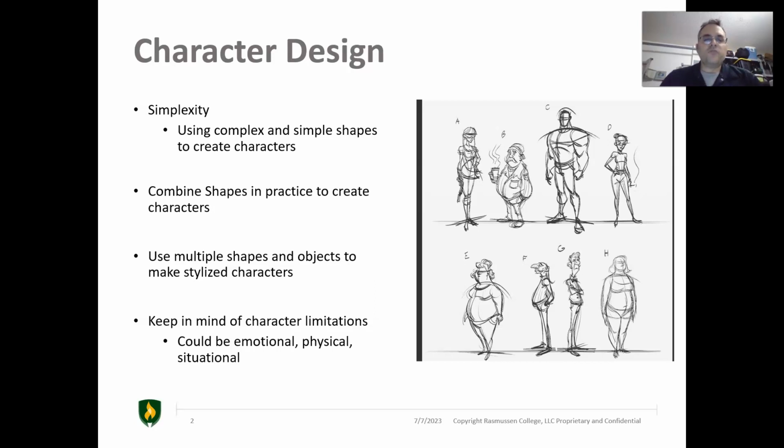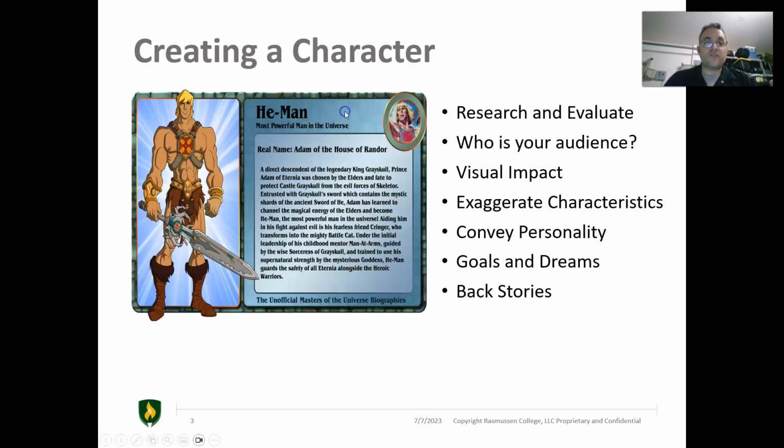A lot of artists tend to use multiple shapes and objects to make stylized characters, and because of that, keep in mind that the character limitations could be emotional or physical or situational, and you can see this with a lot of idealistic elements. For example, a shorter, pudgier man might be a little bit slower and not as agile, but at least with those shapes and the style, we can automatically assume this person may be smart and experienced in a lot of different ways. So character design is really crucial, but it starts with simple shapes. That's what's really important.